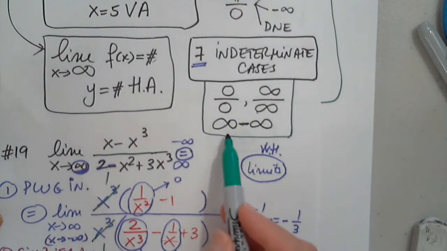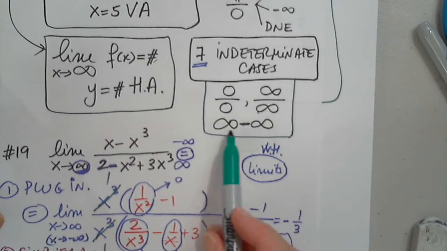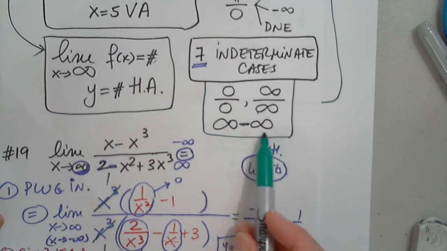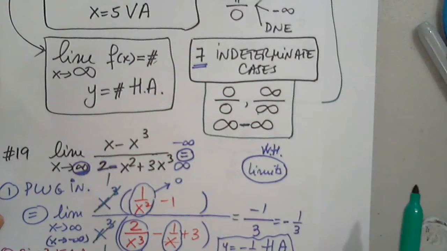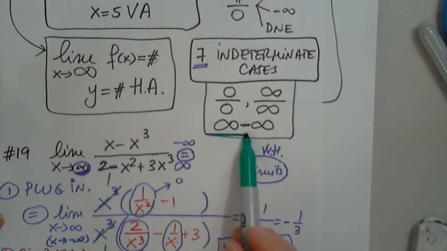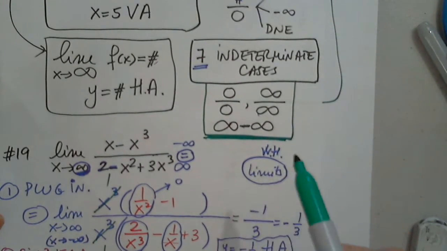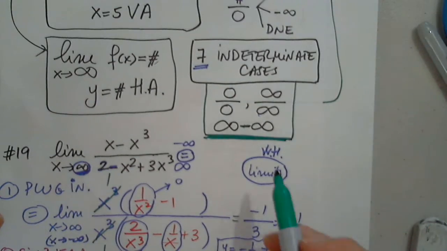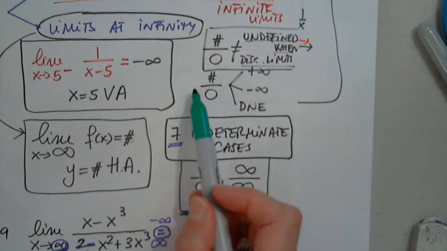So infinity minus infinity is an indeterminate case. We don't know which one is bigger. They cannot be identical. Who knows what it is? So this is an unknown situation. It has hope. No guarantee, but it has hope. Versus this one, which is dead in the water.